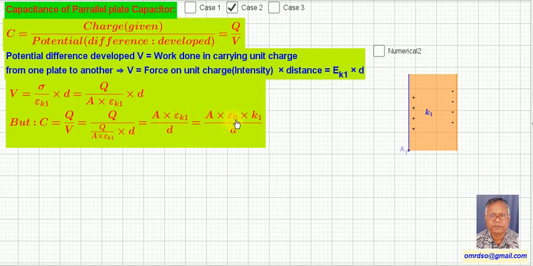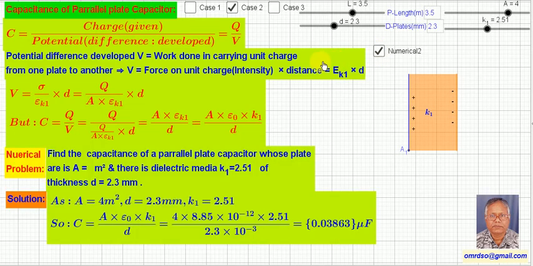That is equal to A into epsilon naught into K1 upon D. A is the surface area of the plate, epsilon naught is the permittivity, K1 is the dielectric constant of the medium, and D is the distance between the plates. Okay. Now let us do a numerical based on it.